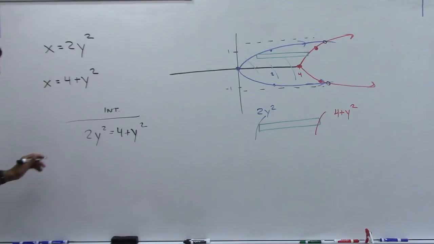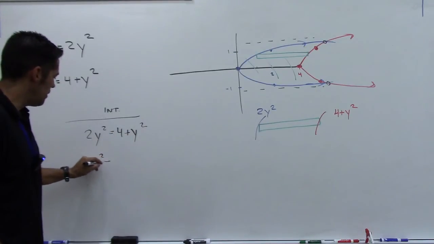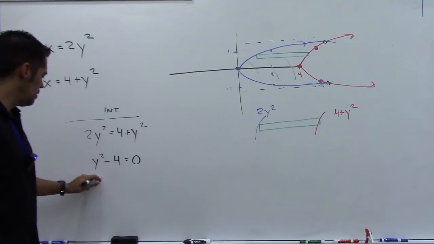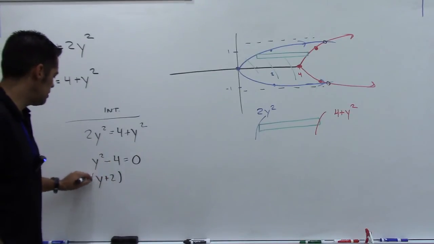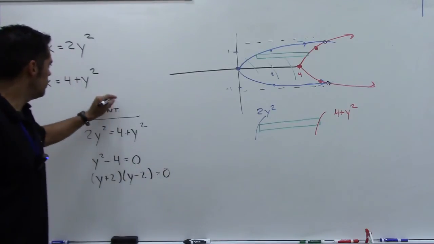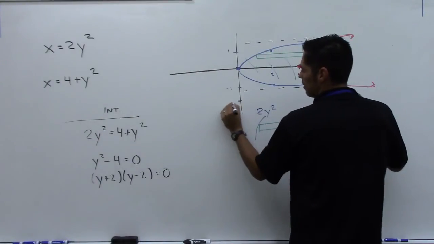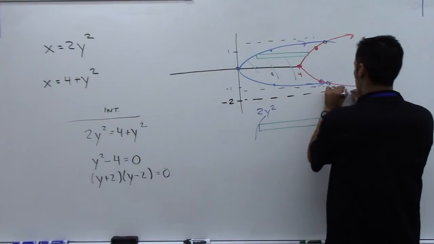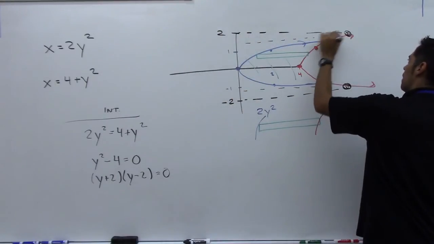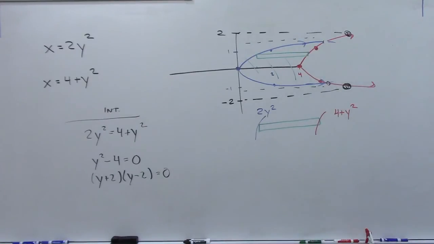I'll move everything to one side. So if I subtract y squared, I get y squared minus 4 equals 0. And that's y plus 2, y minus 2 equals 0. So your two answers are, you set those equal 0, you get, it's way down here, it's at -2, that's where they hit each other, okay, out here. And at +2, way out here somewhere, that's where they hit each other. So my drawing's a little off, but you can tell what's happening here.